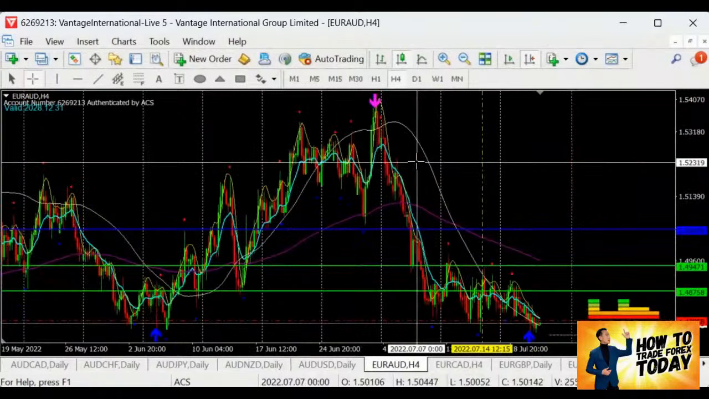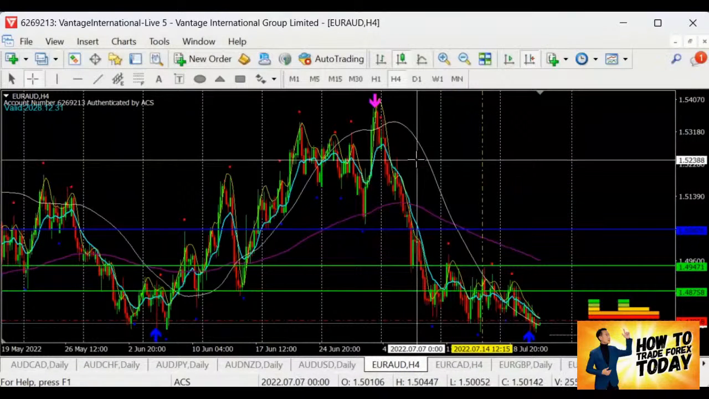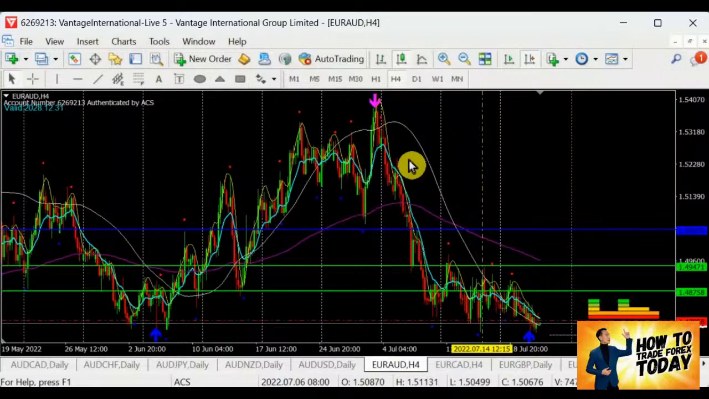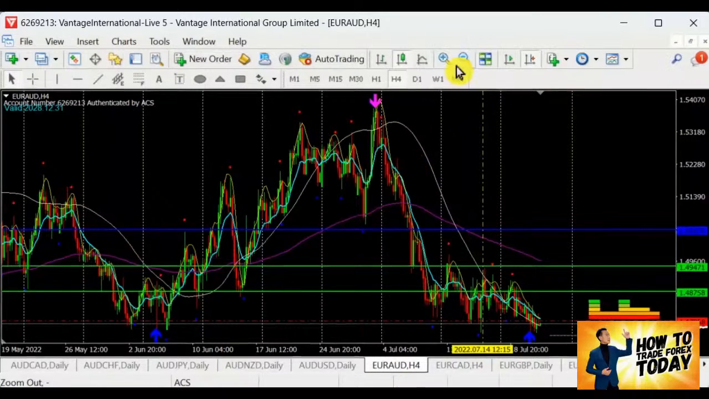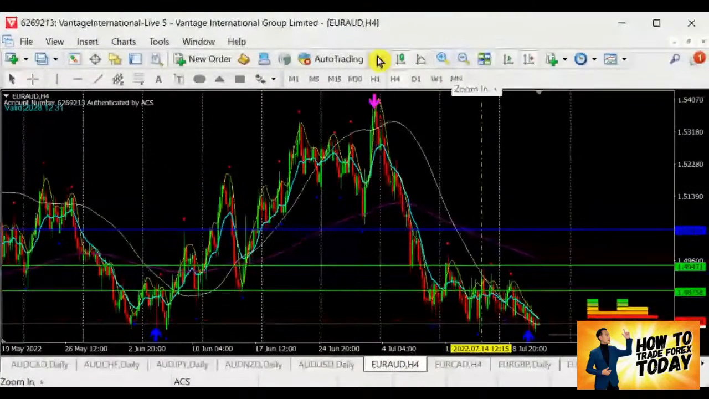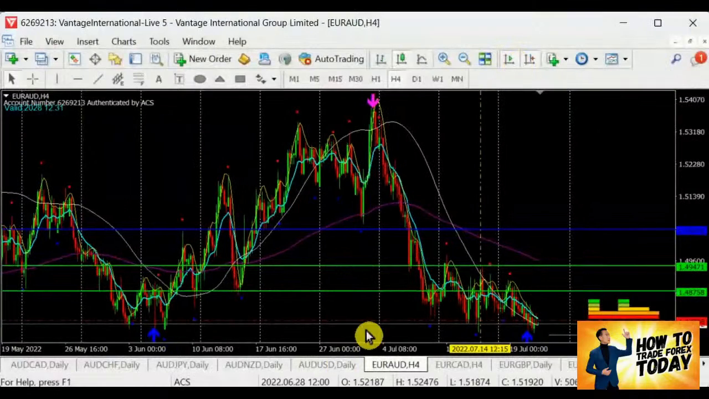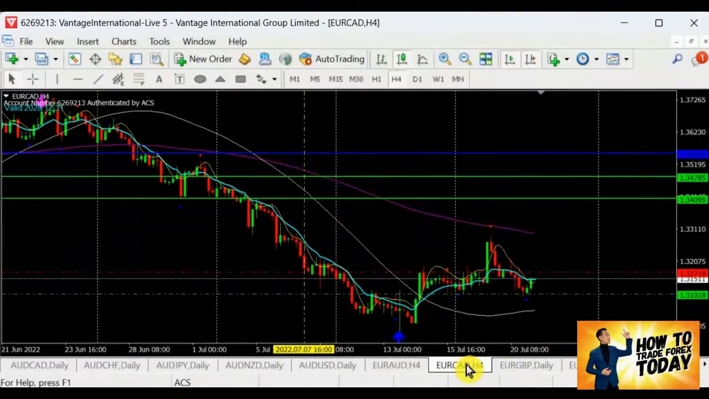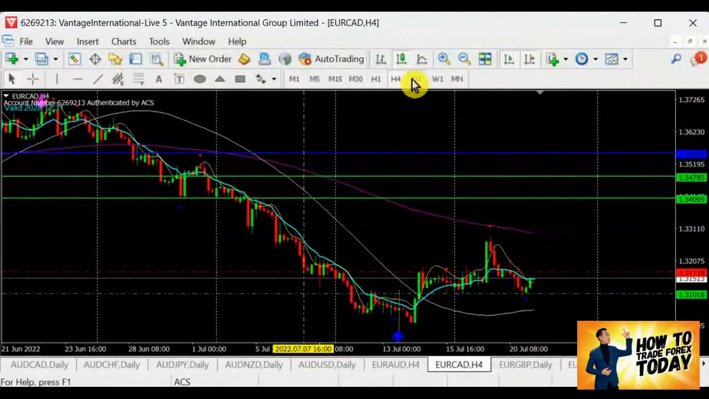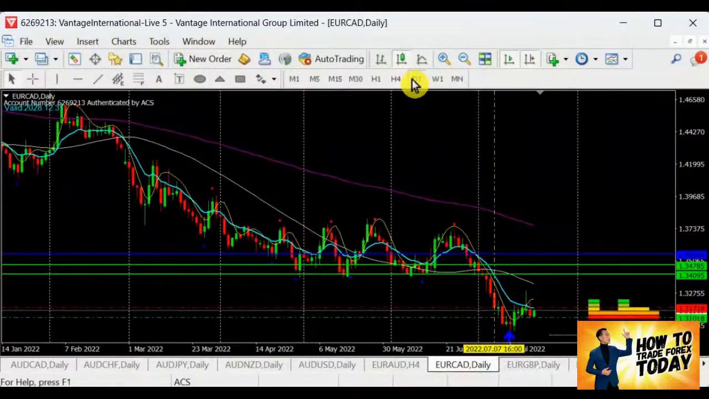Okay, so currently I'm looking at the support here. So still quite far away. Okay, so I think this is quite a good one. We can pay attention to Euro Aussie. All right. Okay, so EURCAD. Let's take a look at EURCAD. Yes, EURCAD over here.